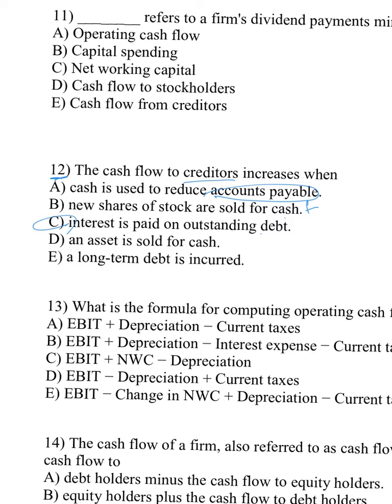An asset is sold for cash. That doesn't help anything. It doesn't answer anything. It's only that we're having some cash, and this cash is definitely not going to be added to the cash flows of the creditors. The last option is a long-term debt is incurred. Well, when a long-term debt is incurred, this means that I'm borrowing some money from the creditors, and therefore it's cash flow from the creditors, not to the creditors.